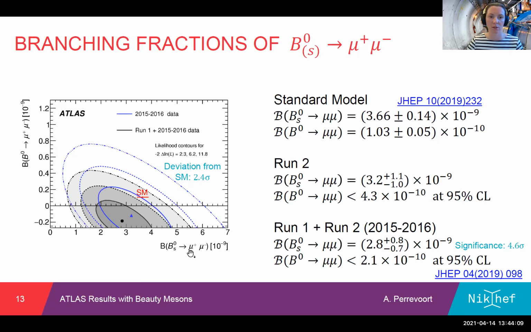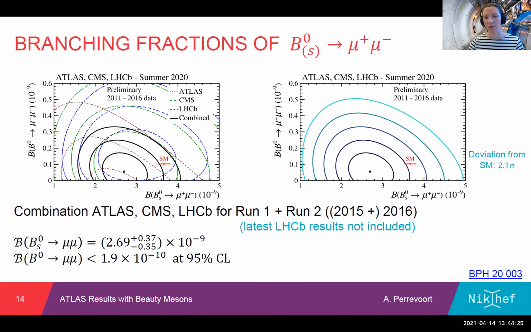If we now draw this in this 2D plane, the combined result is the black dot here. We see that we have quite a tension with the standard model. The deviation in this measurement is about 2.4 sigma. That makes it very interesting to gather more data. So ATLAS, CMS, and LHCb have performed the combination. This is not yet including the very latest results by LHCb. It would be interesting also to see this. In the combination, maybe just have a look at the right-hand plot. This is the combined result. Still quite a tension with the standard model remains. Here it is at 2.1 sigma.